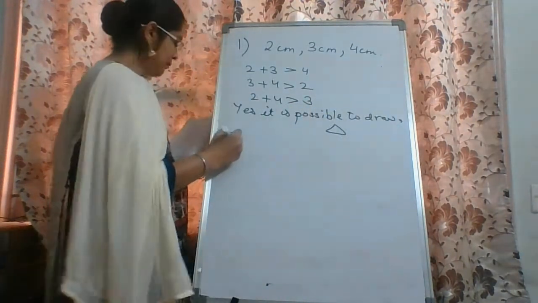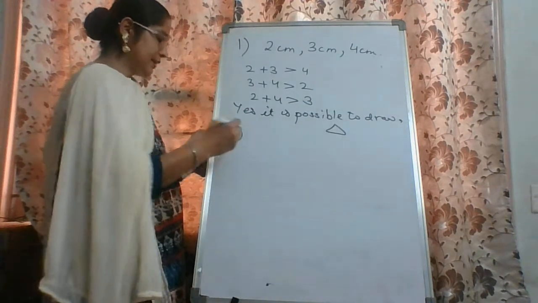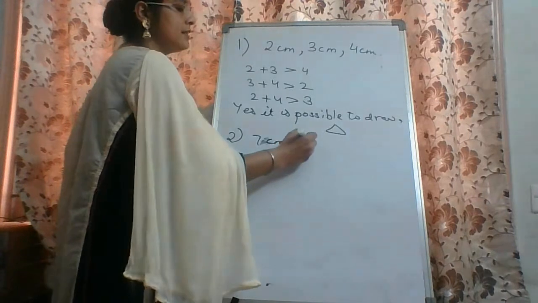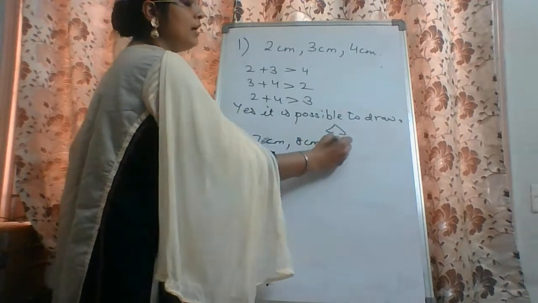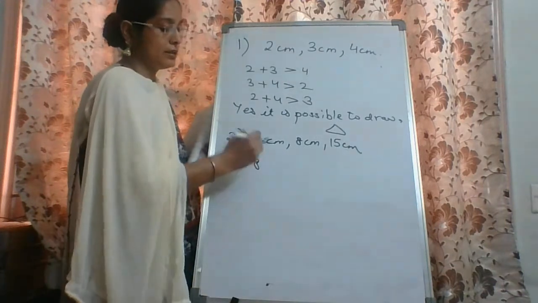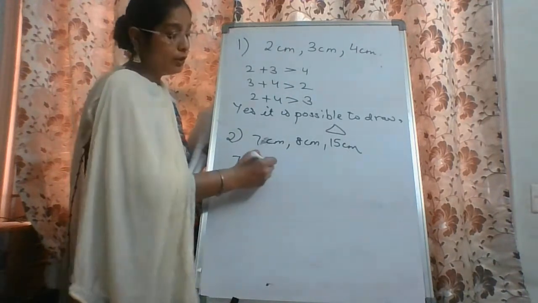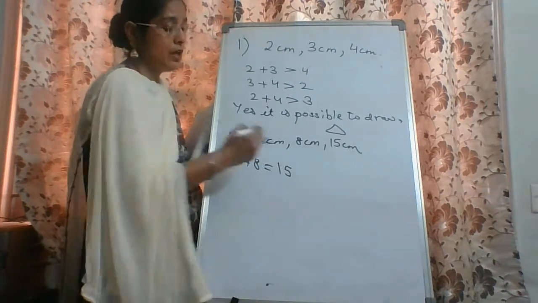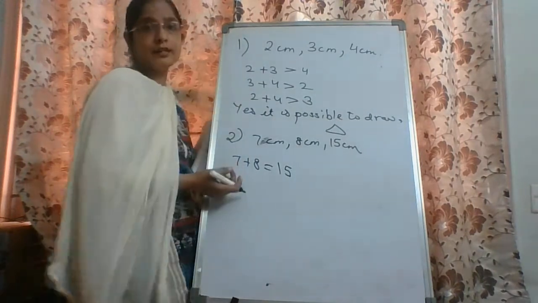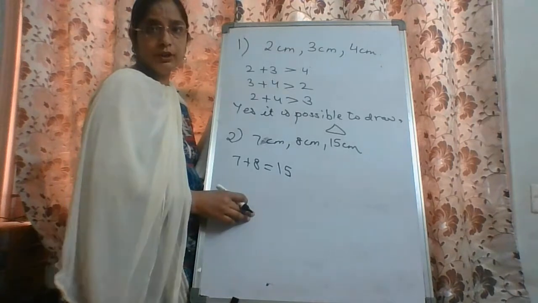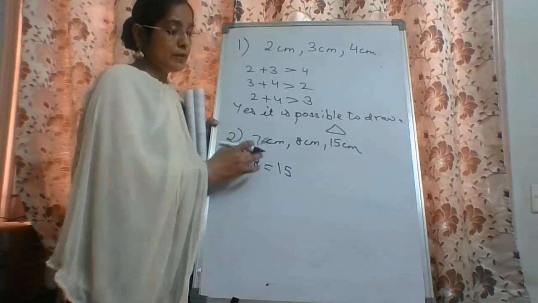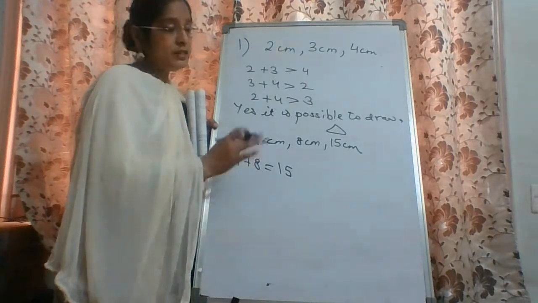Now coming to the second question, let us see this: 7 centimeter, 8 centimeter and 15 centimeter. Now 7 plus 8, is it greater than 15? No, it is equal to 15. So only here it is not satisfied. Even if the other two are satisfied, we will not be able to form a triangle. But if suppose one is coming greater, then we should always see the three sides.